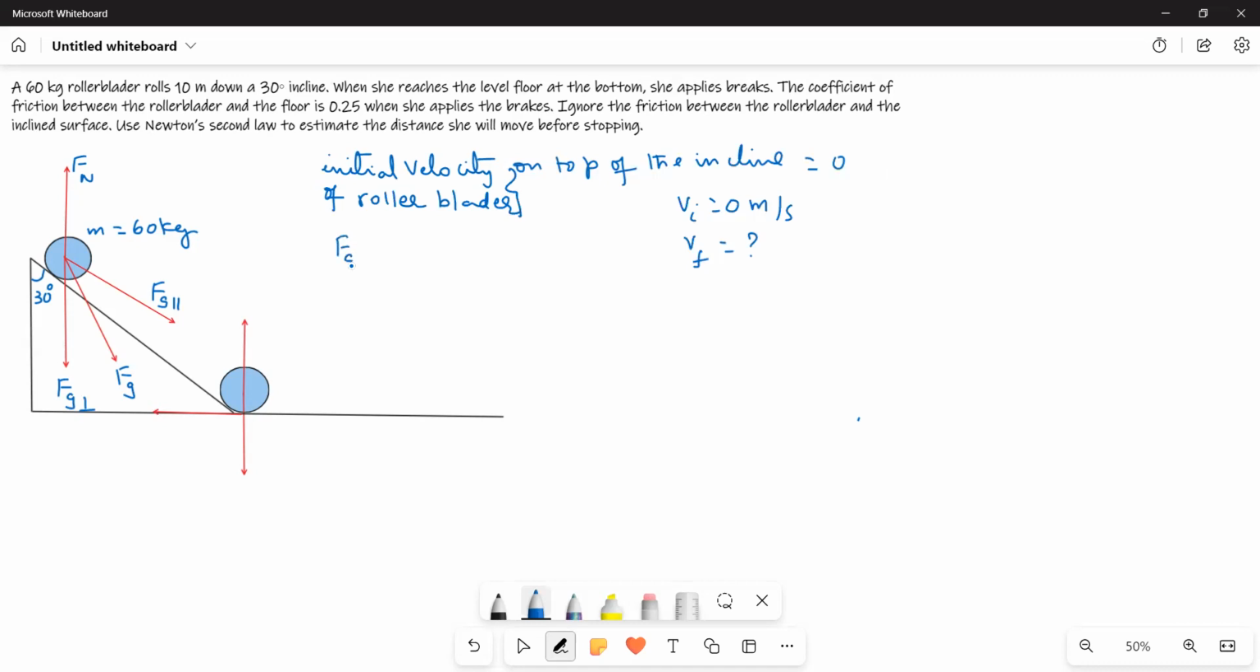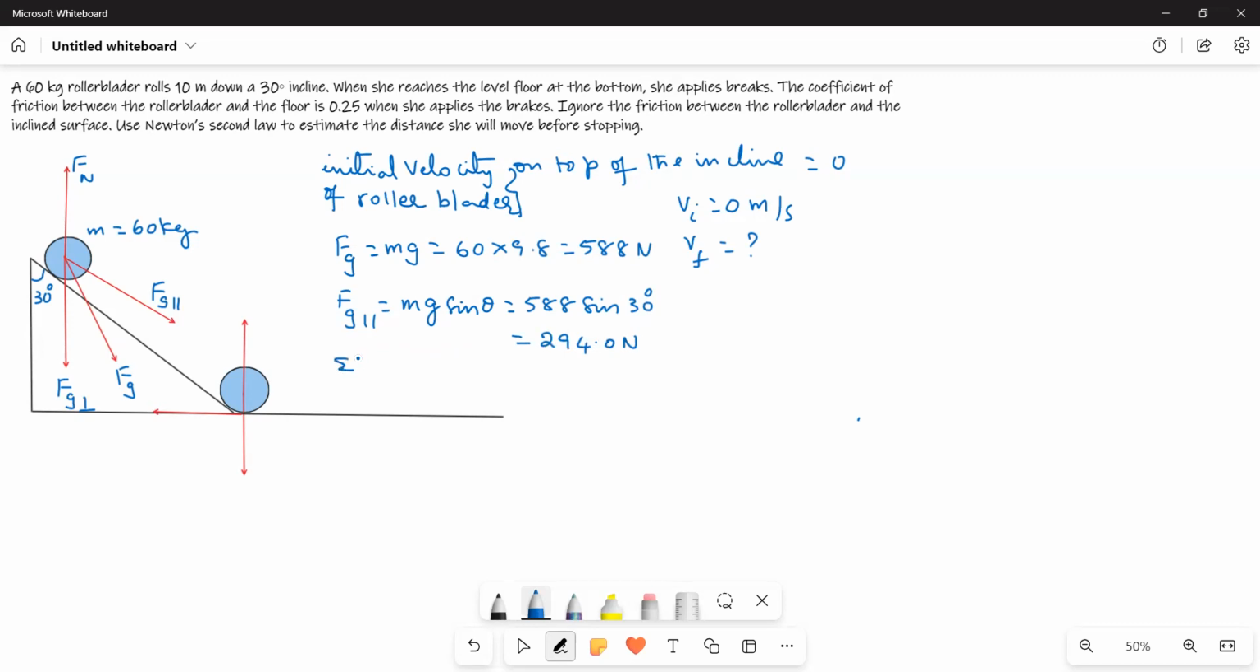Therefore, Fg is equal to mg, which is 60 into 9.8, that is equal to 588 newtons. Next, Fg parallel. What is Fg parallel? Fg parallel is equal to mg sine theta, so that is equal to 588 times sine 30 degrees, which is 294 newtons.